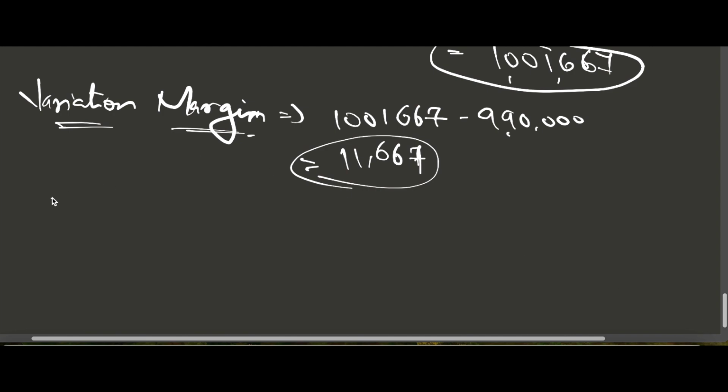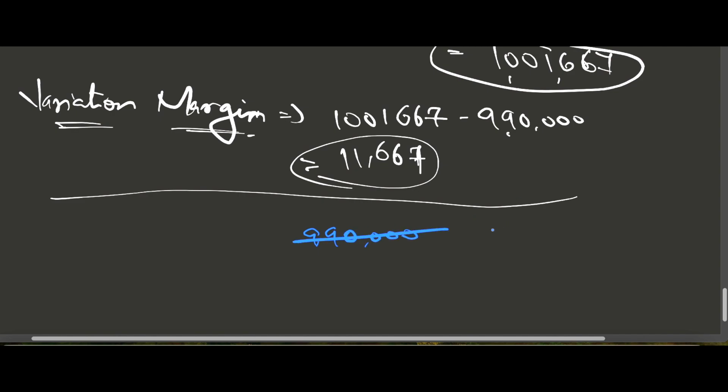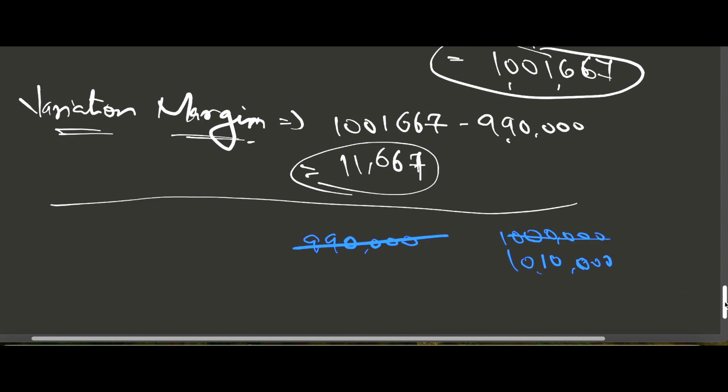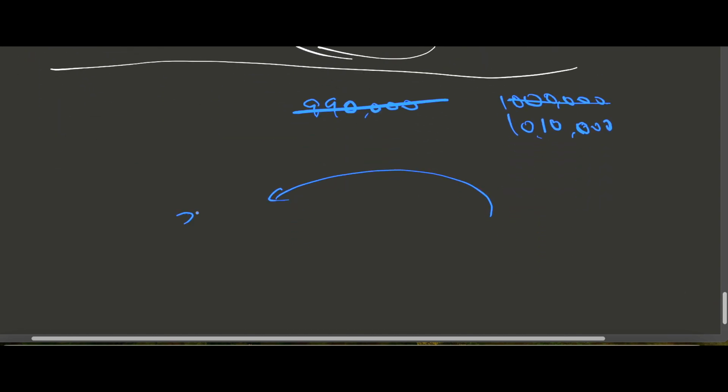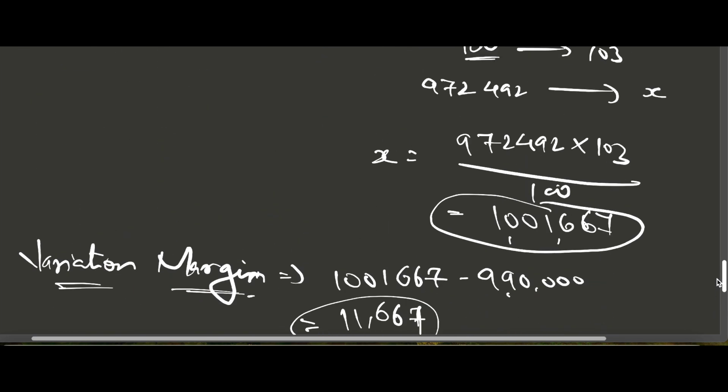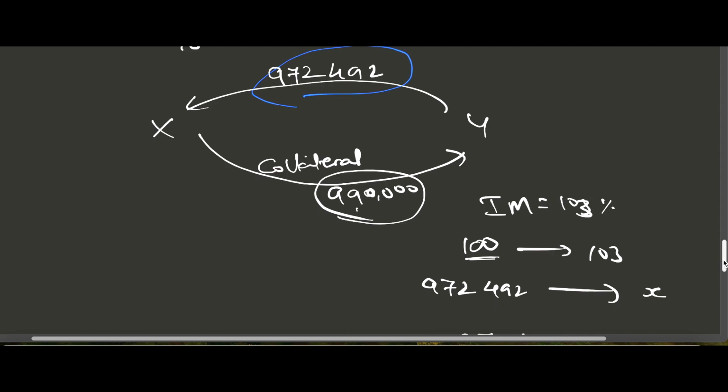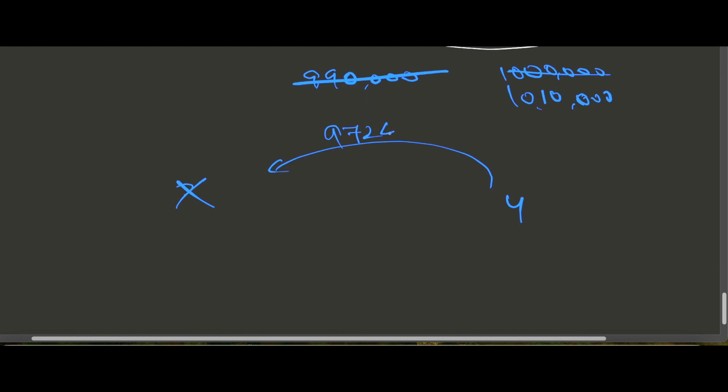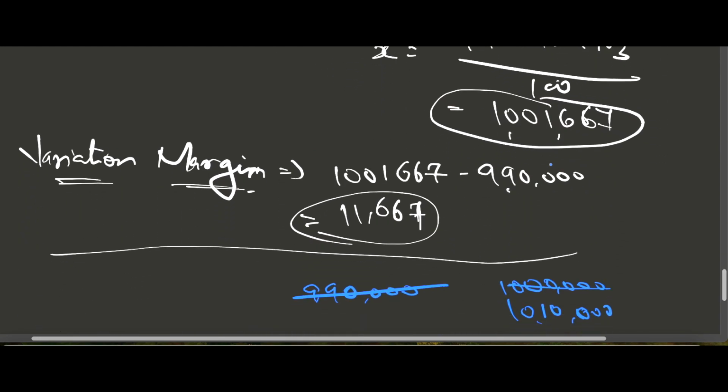Now suppose instead of the bond's value coming down to 990,000, let's say it has gone up to 1,010,000. It has gone up by 10,000. Now mind you, the new liability is 972,492, and we have seen that 103% of it comes to 1,001,667.